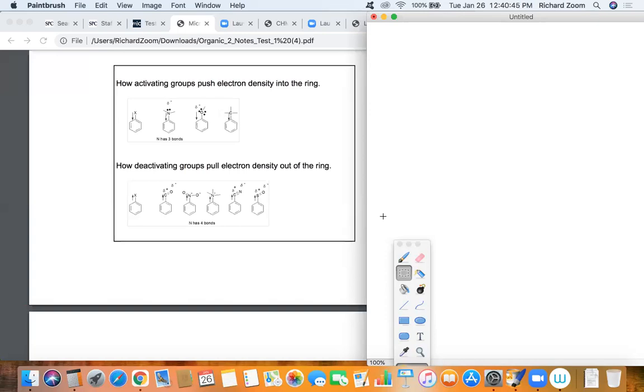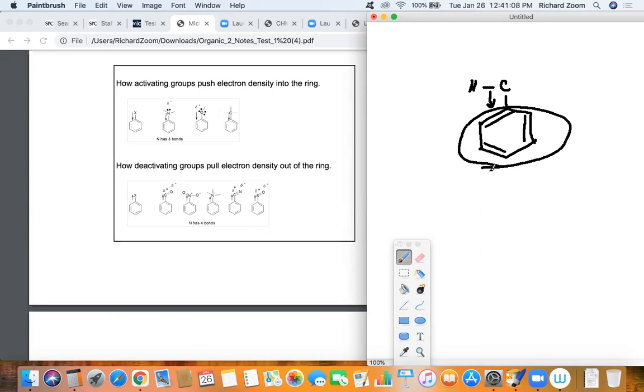Let's see if I can draw that in a little more detail. It doesn't matter, C whatever. Let's say it's CH, for example. The electrons in the CH bond can actually be donated to increase the electron density of the aromatic ring. So that's what I mean by activating. All of these do the same thing. They've got lone pairs, or they've got hyperconjugation that allows electrons to be added to the ring.